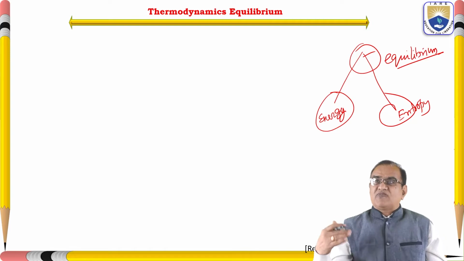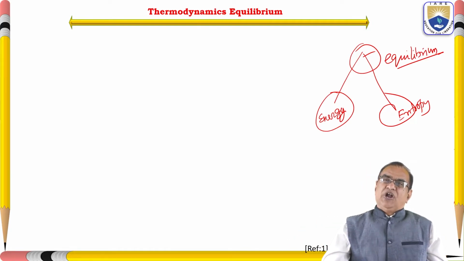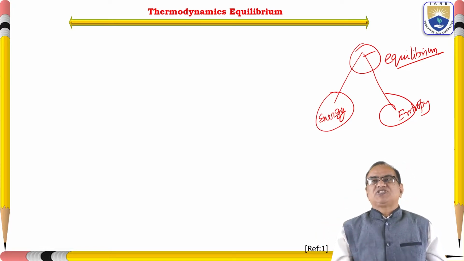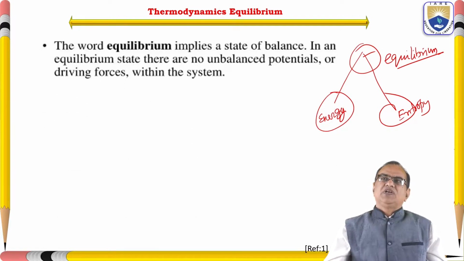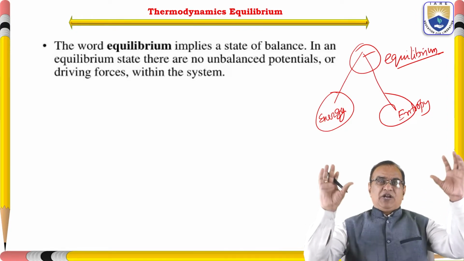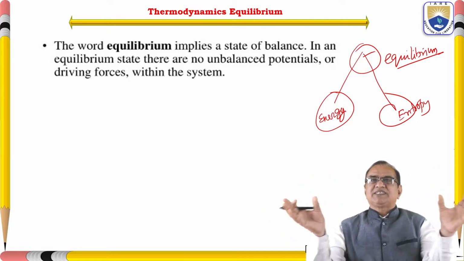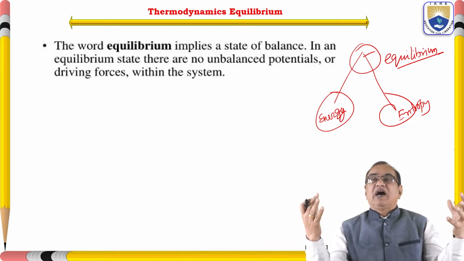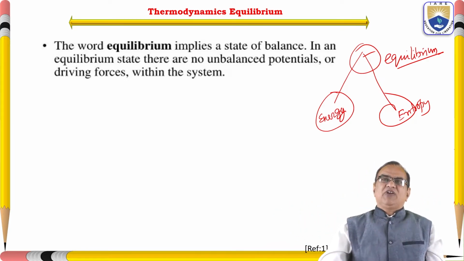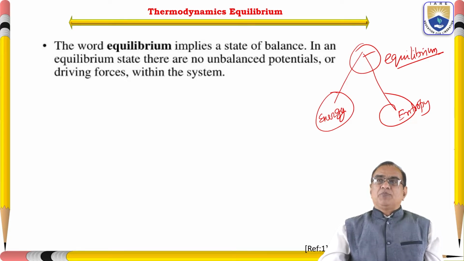So before we go for further discussion about this topic, we should understand what the thermodynamic equilibrium is, how these things should work and how they can be analyzed. Here we can see that the word equilibrium implies a state of balance. If there are 2 points, their temperature, pressure and other parameters, and another point, how these parameters vary and how after how much time they get balanced. In an equilibrium state, there are no unbalanced potentials or driving forces within the system.